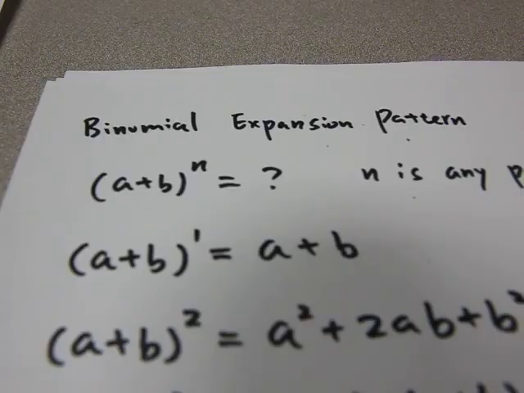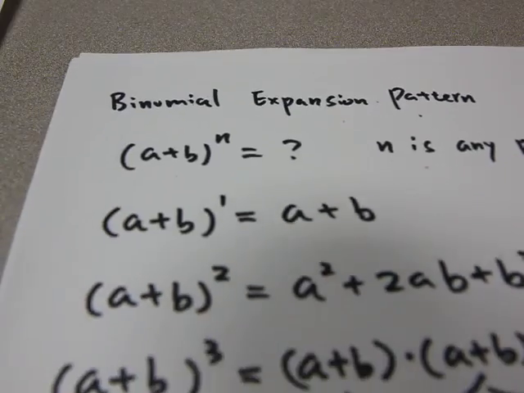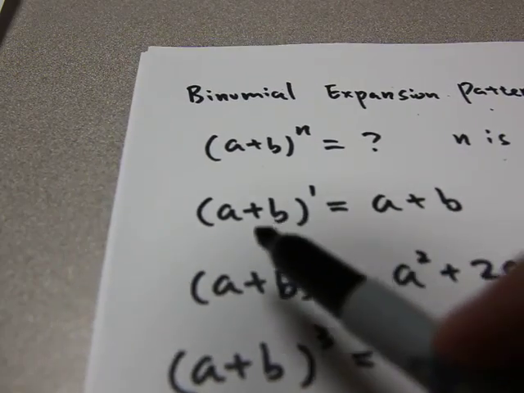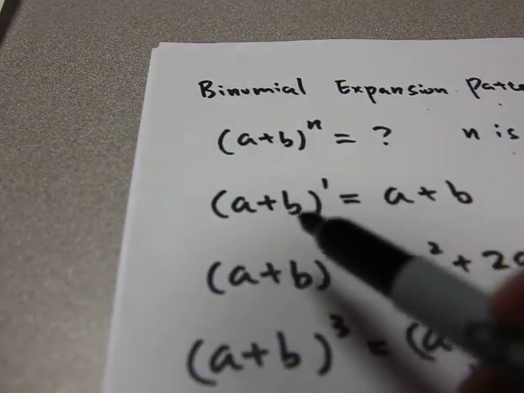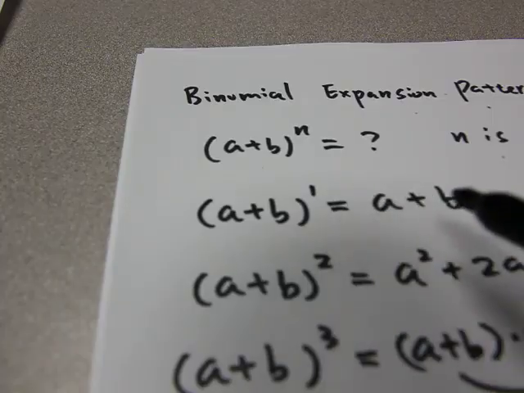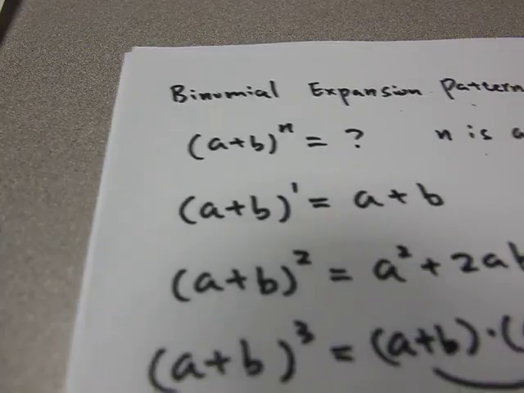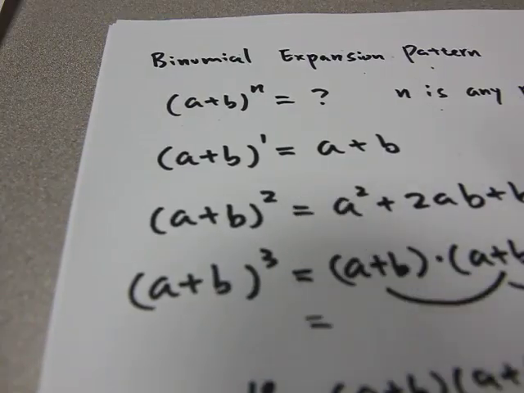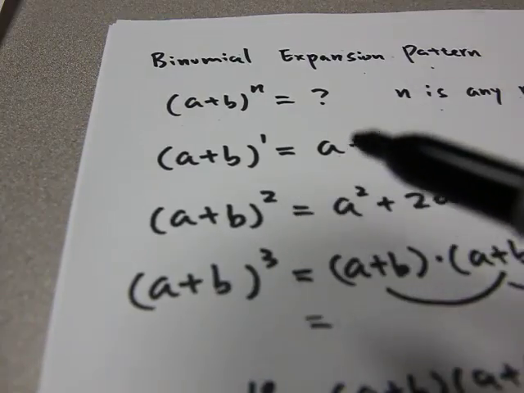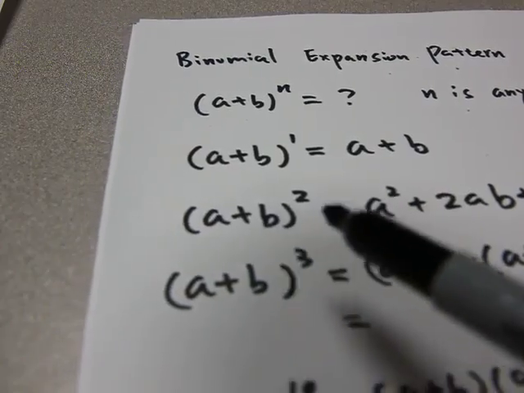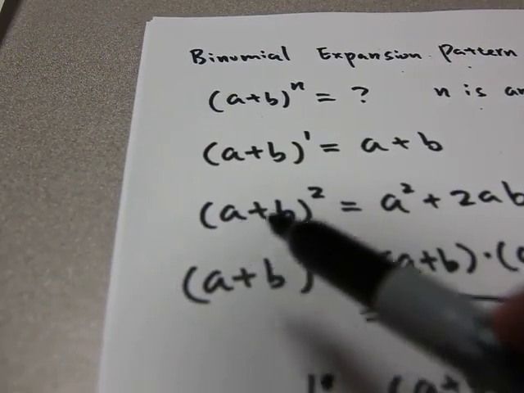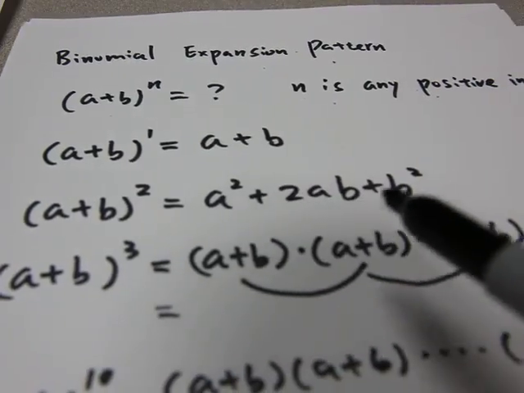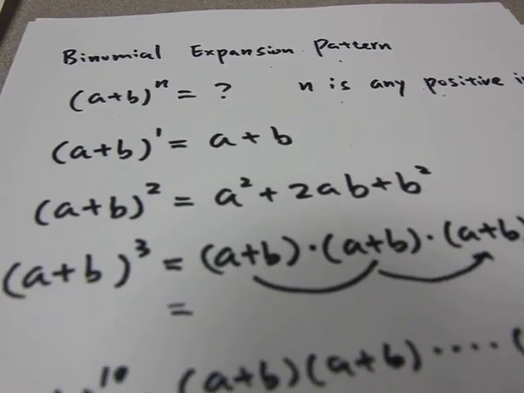Now, there are two cases we already know. One is when n equals positive 1. Because when n equals positive 1, a plus b raised to the positive 1 is a plus b, right? And the second case is one of the special patterns, when n is 2. So a plus b raised to the power of 2. The result is a squared plus 2ab plus b squared, right?